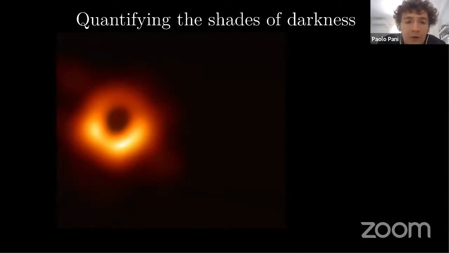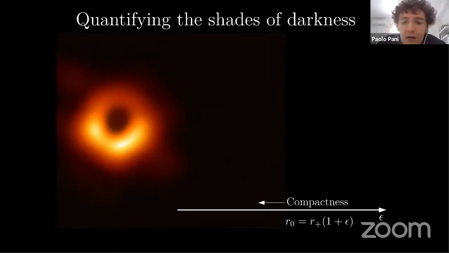Precisely to do that, it's important to understand the parameter space that one would like to probe, to sort of quantify the shades of darkness. If one looks at one source in the sky, a black hole candidate, there is at least a two-dimensional parameter space to probe. One is the compactness, essentially how compact the object is. This can be parameterized by a parameter epsilon that tells you, in units of the black hole horizon, where the effective radius of your object is.